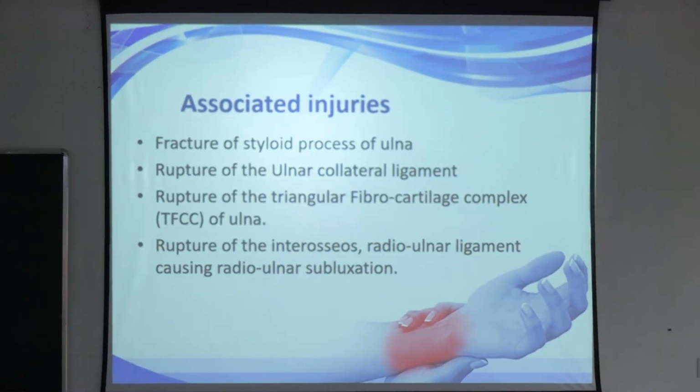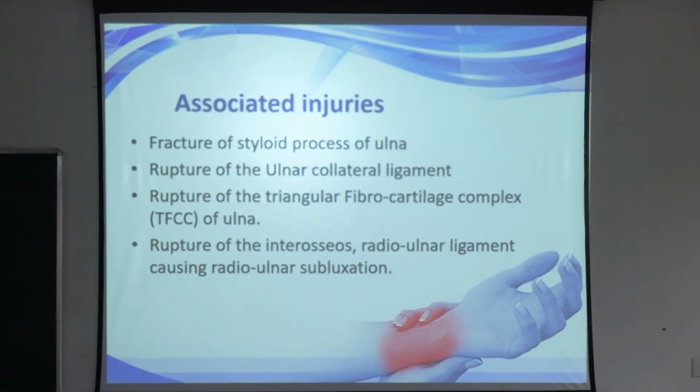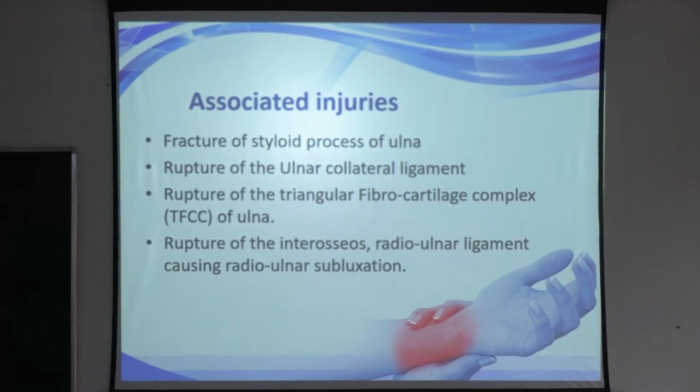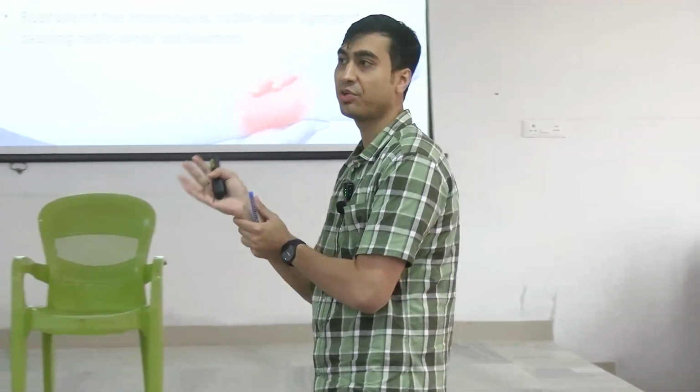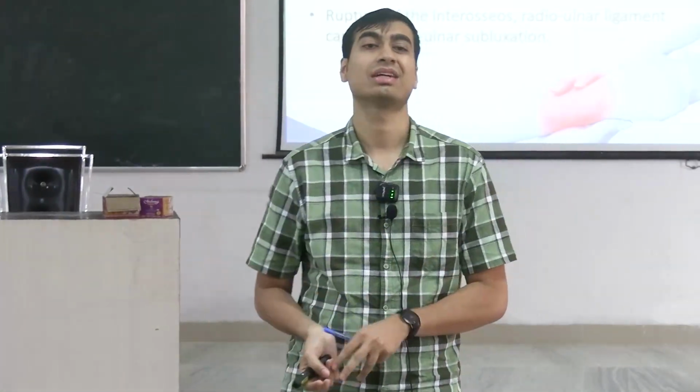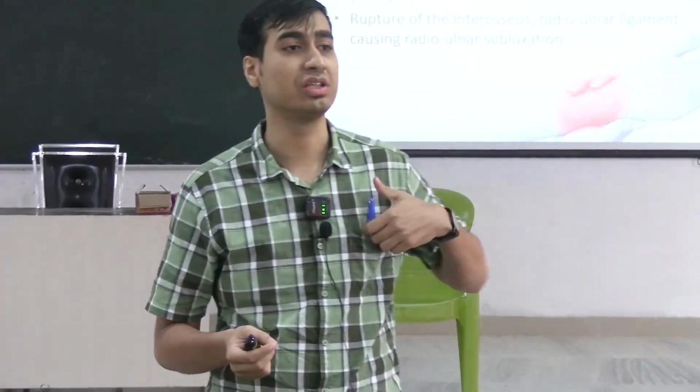So now let's come to the associated injuries. Colles is a fracture of the distal radius. But if the force is too much, it can cause certain other fractures also, because you have to understand this is the joint, the distal radio-ulnar joint, where the radius has certain ligaments, certain fibrocartilaginous complexes that go and attach with the ulna.